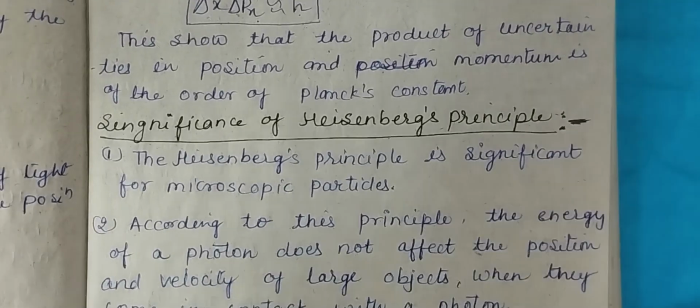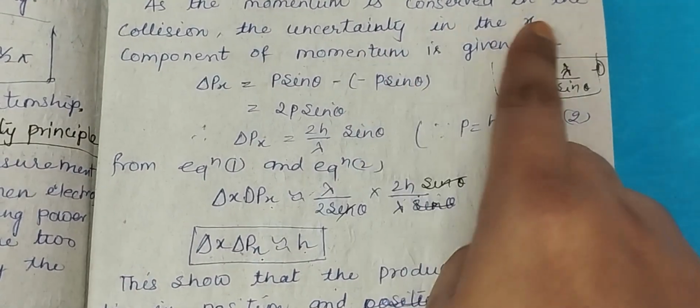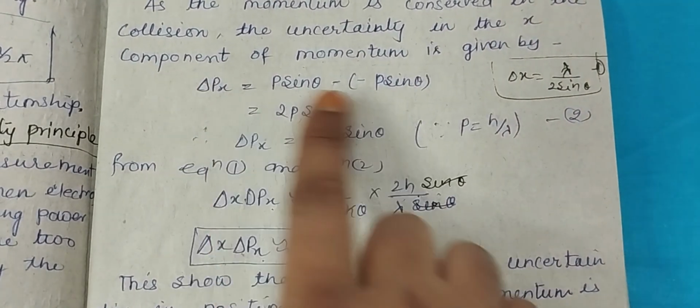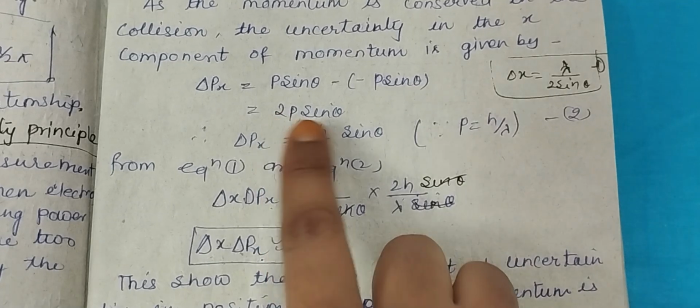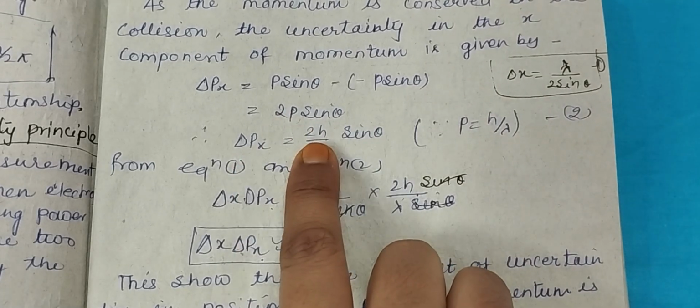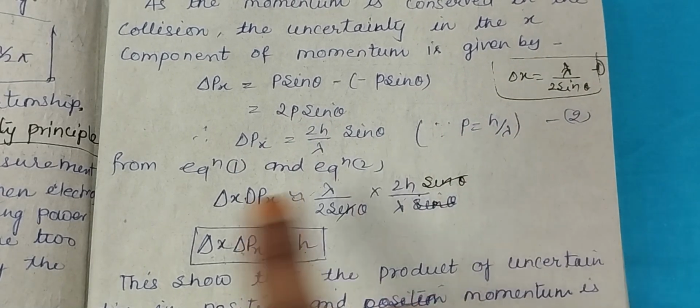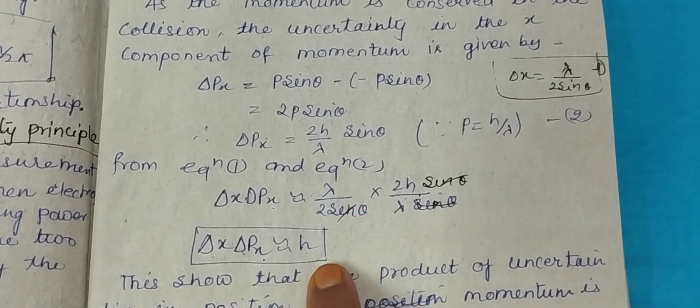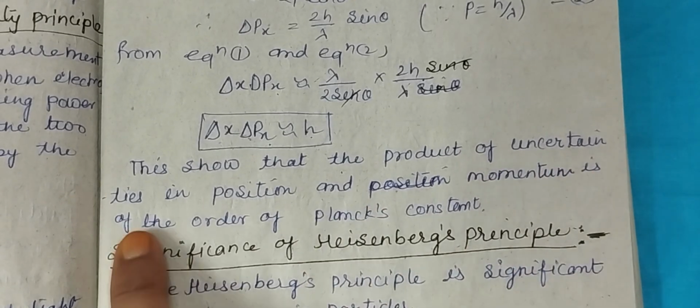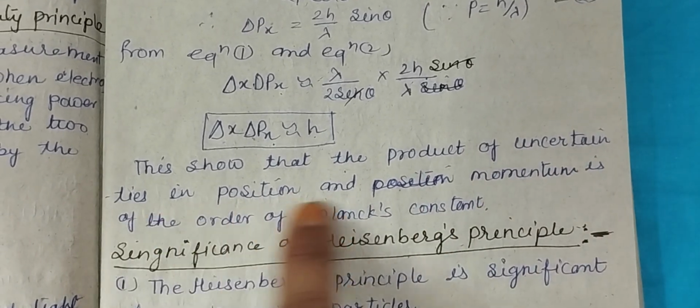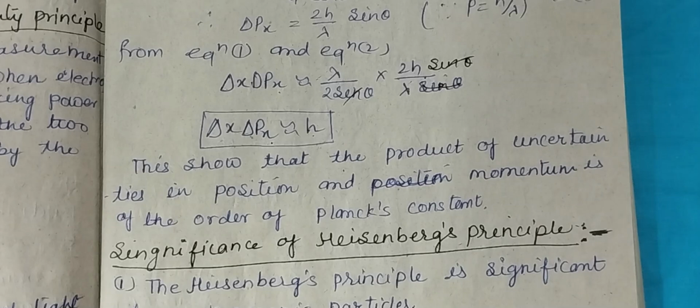Again we did the same thing. As the momentum is conserved in collision, px equals 2p sin theta, and we get its value by putting the value of p. From equation 1 and equation 2 we get this. This shows that the product of uncertainty in position and momentum is of the order of Planck's constant.